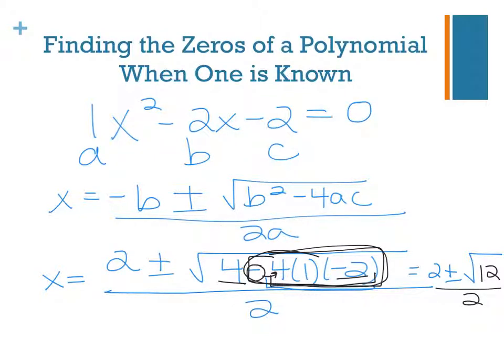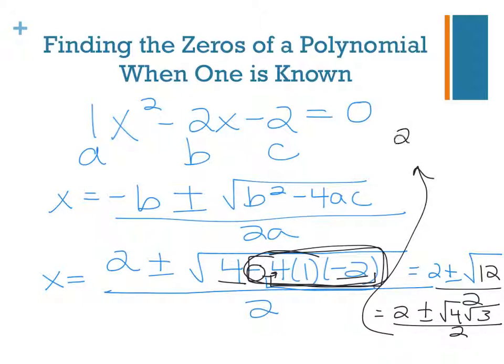Now, what I can do is break up this solution. The square root of 12 can be broken up into the square root of 4 times the square root of 3, all divided by 2. And if I go up here, that gives me 2 plus or minus 2 square roots of 3 over 2. And the reason why I broke 12 up into 4 and 3 is because 4 is a perfect square, which when I square root 4, that's how I got this 2.